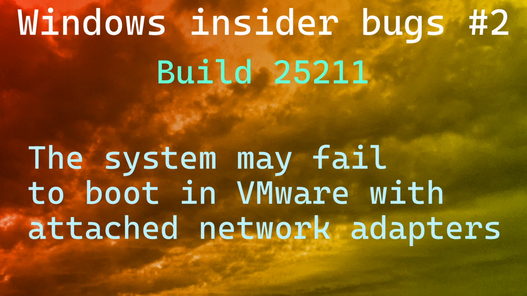Here's the thing, I actually have a VM with a network adapter attached with that build, and it's fine. It may fail, it doesn't say it will fail, so I guess it doesn't happen to everyone. Yeah, I guess you're going to have to use an ISO for this one.